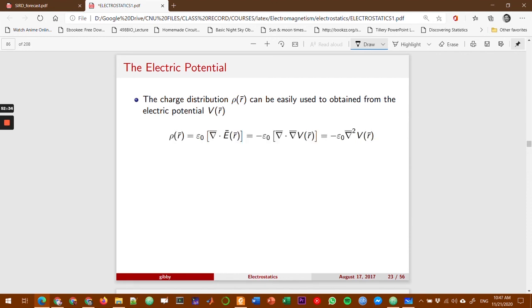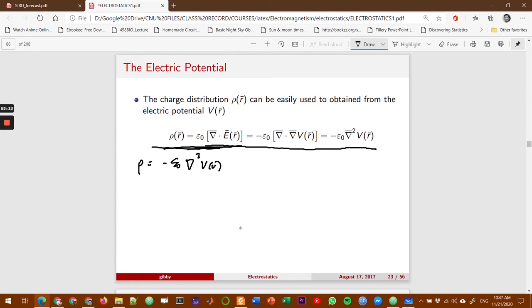Also, the charge distribution rho can be easily obtained from the electric potential. Of course, can you see? You have this. What we used earlier, we went through above, right? To get the rho, we used that. But we can also get the rho directly from the potential by having this identity here. Right? So we have negative epsilon naught del squared V. Just taking the derivative twice of your potential, you get also rho.